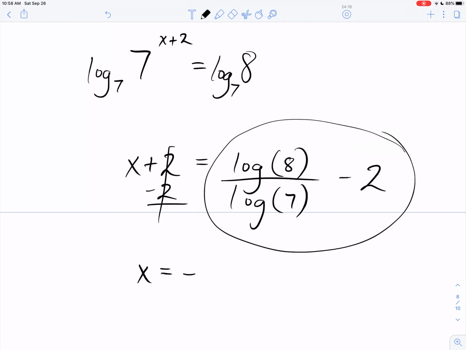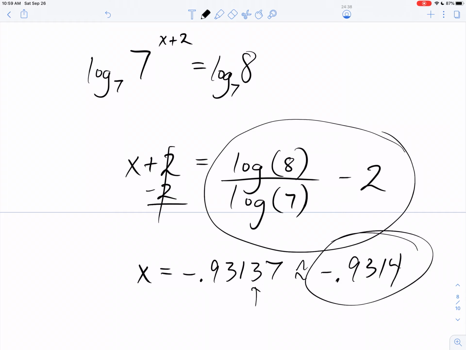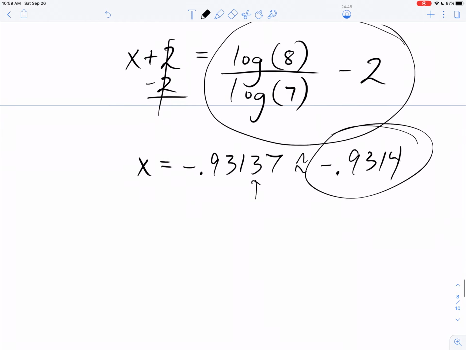It's negative 0.93137, etc., etc., but I can see right now that I'm going to have to round this thing off, so my answer turns out to be negative 0.9314. And there we go. That would be the answer you would see on the back, or see on the answer key. I keep saying on the back because I write them as worksheets.